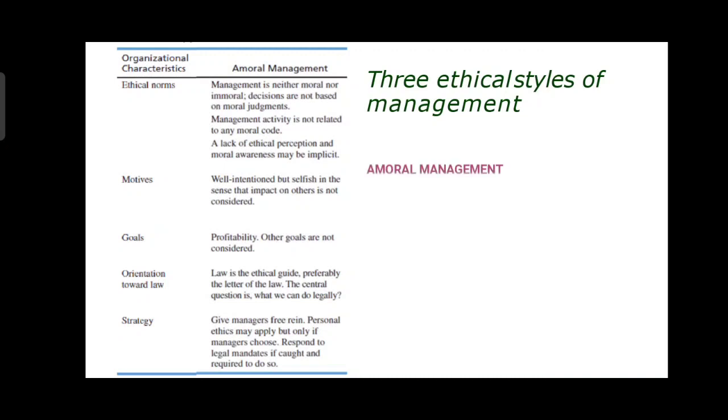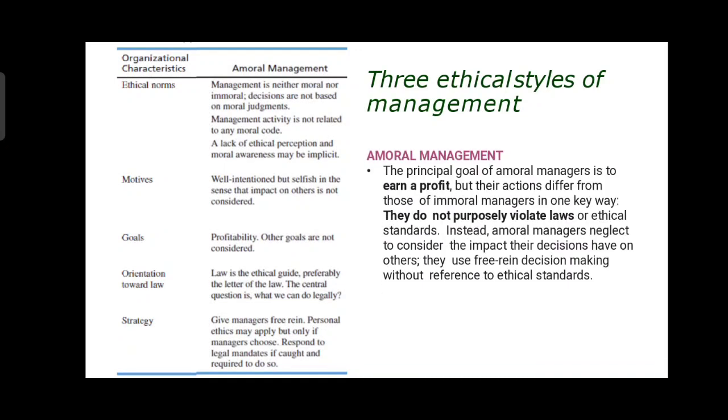So, for amoral class, sa amoral management, the principal goal of these managers is to earn profit. But their actions differ from those of immoral managers in one key way. They do not purposely violate laws or ethical standards. Instead, amoral managers neglect to consider the impact their decisions have on others. So they use free rein decision making without reference to ethical standards. So amoral management is not an option for socially responsible businesses.